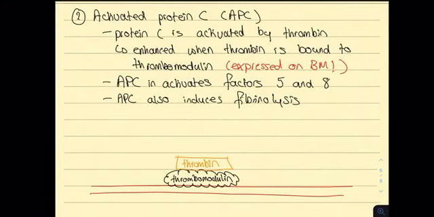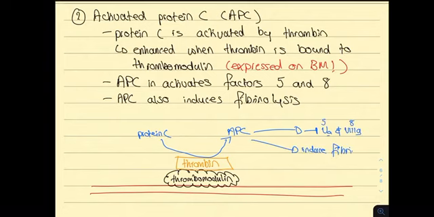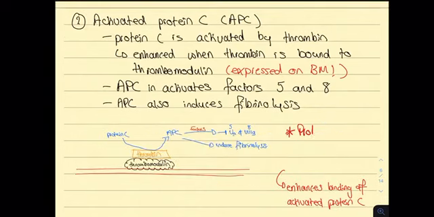So to help you visualize this, here we have damaged endothelial lumen, thrombomodulin is exposed, thrombin binds to the thrombomodulin, and protein C sees this and interacts with it, becoming activated protein C. Now activated protein C has a job to do. It goes off to inhibit factors 5 and 8, and also induces fibrinolysis. Now protein S is a cofactor for protein C and enhances the activity of protein C.